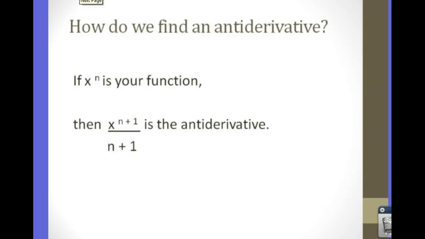Huh? Are we going to learn how to find that eventually? Yeah, like Tuesday.